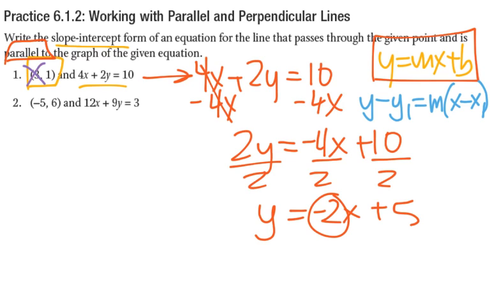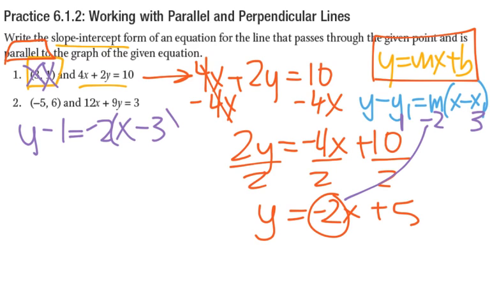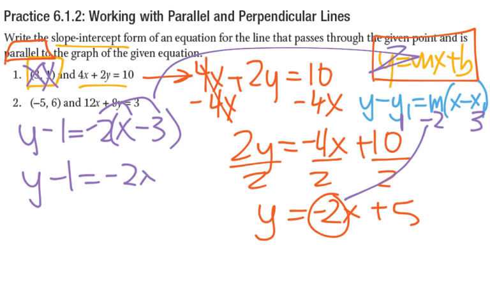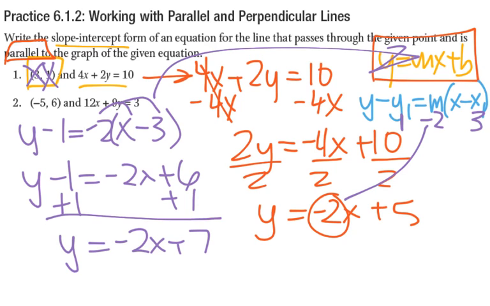So my point, my 3 would be x, so I'd put it in here for x1. My 1 would be y right here, and then my slope would go right here. So I get y minus 1 equals negative 2 times x minus 3. Then I solve this, and that'll put it in slope-intercept form, and that's my answer. So I multiply by negative 2, so y minus 1 equals negative 2x plus 6. I add 1 to both sides, and I get y equals negative 2x plus 7. And that's my answer.